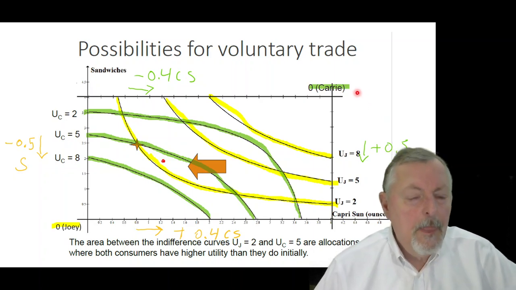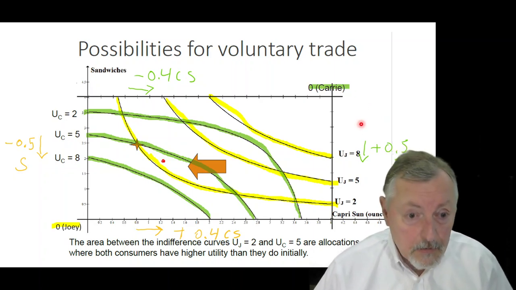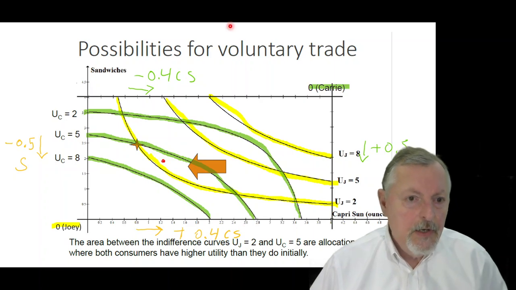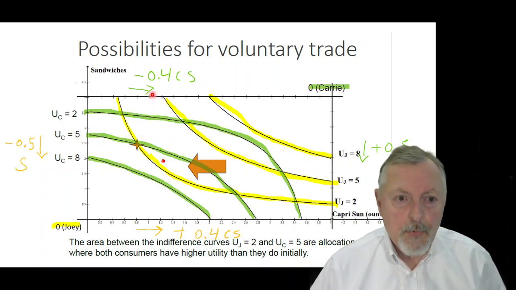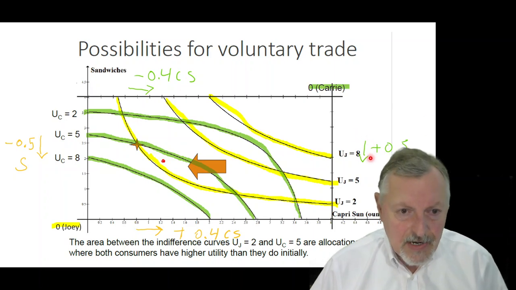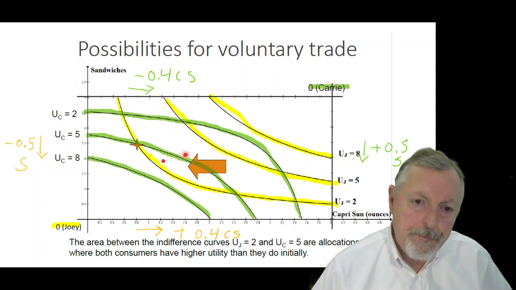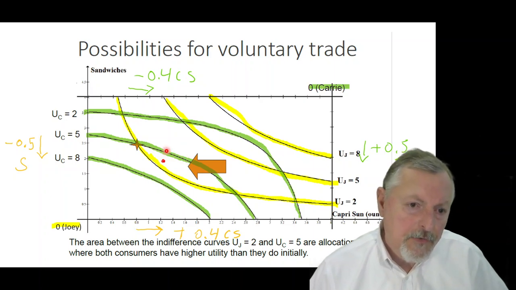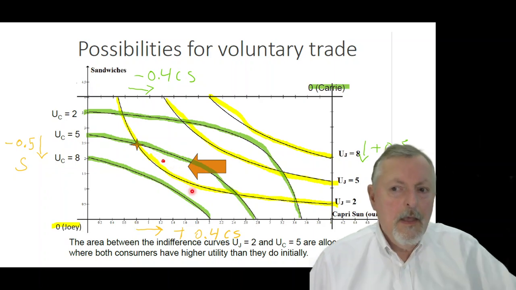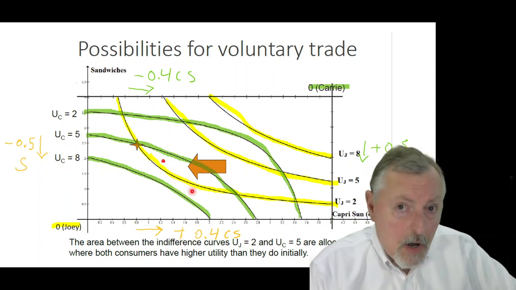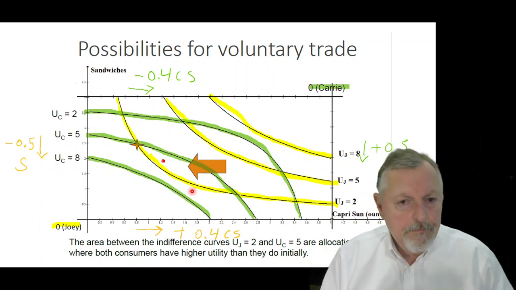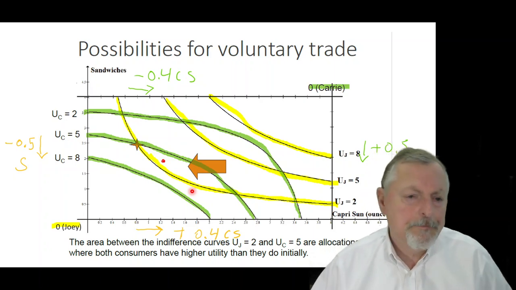For Carrie, it's the same trade, but from the other side. She would give up 0.4 Capri Suns, but gain half a sandwich. That would take her from this indifference curve to a higher one that would run through that point. They would both be better off. This is classic gains from trade.